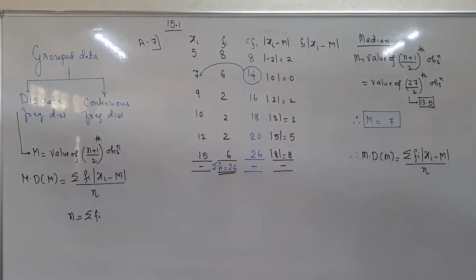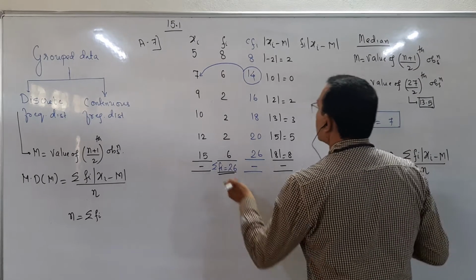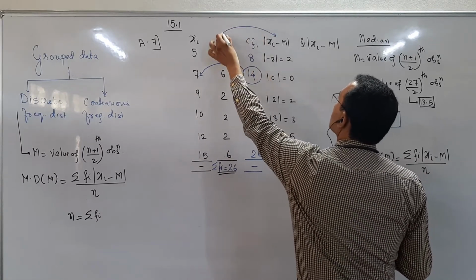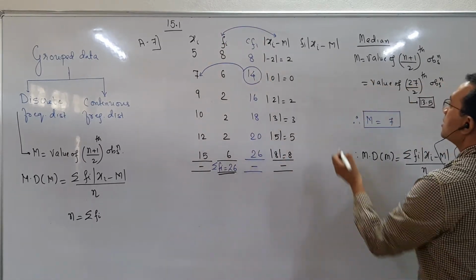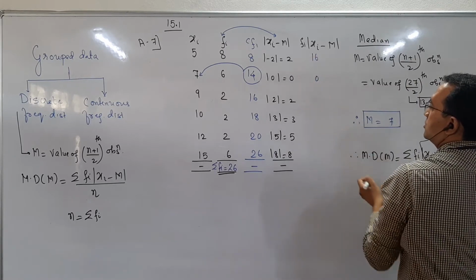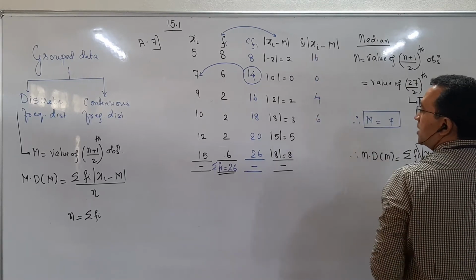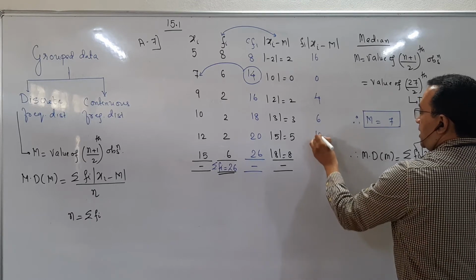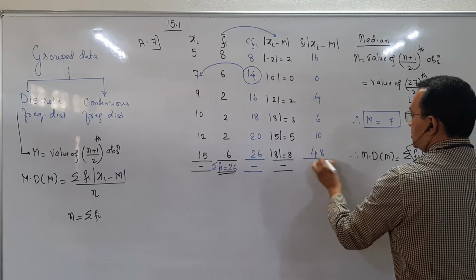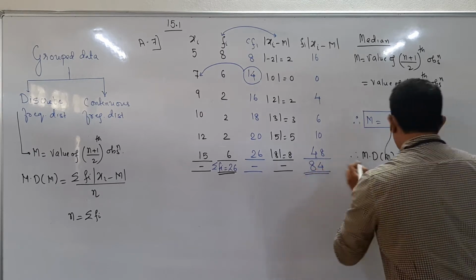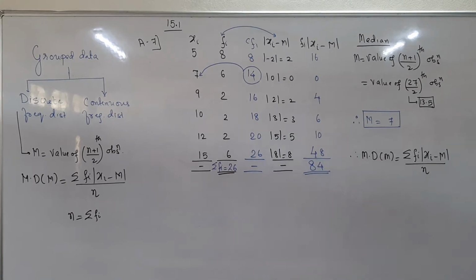Now, students, the next column which we have to make is fi into mod xi minus M. 8 2s are 16, 0 into 6 is 0, 2 2s are 4, 2 3s are 6, 5 2s are 10, and 6 8s are 48. This total comes out to be 84. So, students, finally, mean deviation with respect to median will be 84 divided by 26, and the answer comes out to be 3.23.